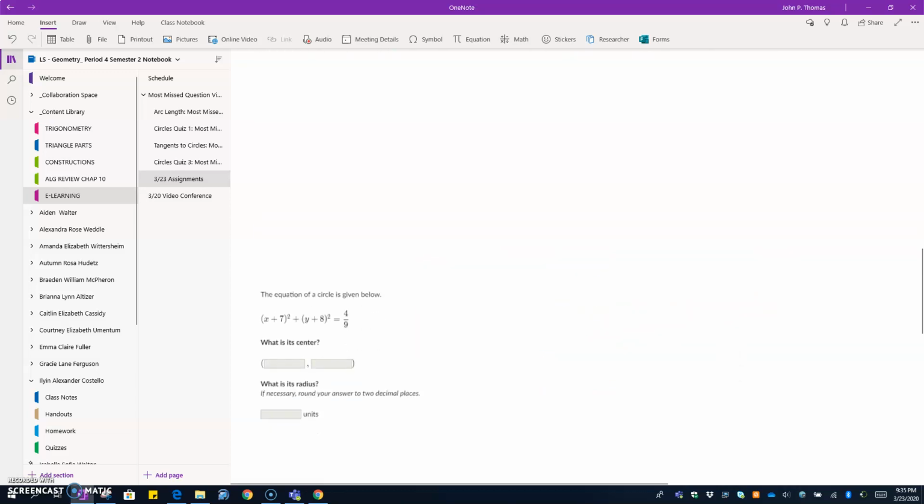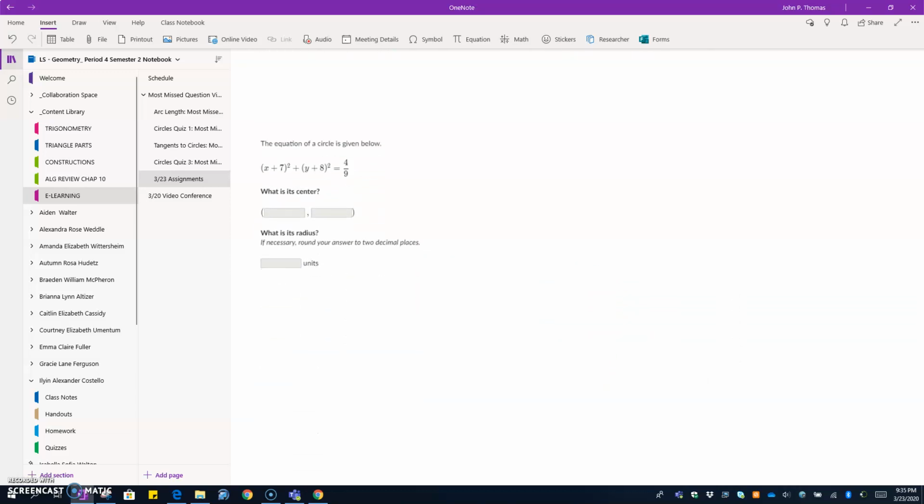Alright, moving on, the next most missed question was this one, and this was shifting to looking for the features of a circle from its standard form. So we have to remember the standard form is x minus h quantity squared plus y minus k quantity squared equals the radius. Alright, and if we take a second and look at this, and I'm sorry, radius squared. This is actually very close to our distance formula.